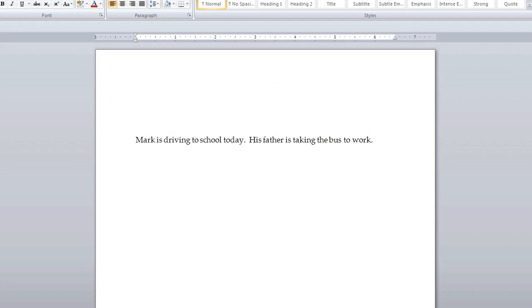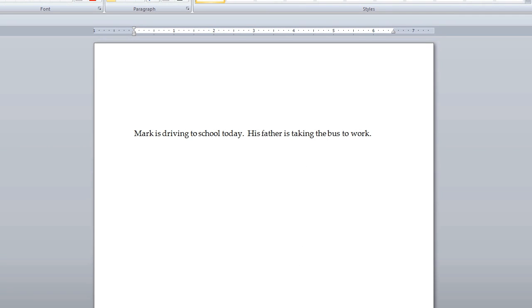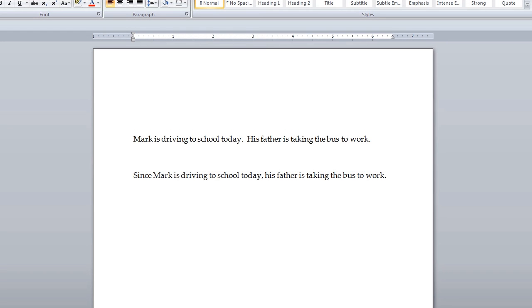Which dependent word did you use? There are several choices, but just like using joining words, there are some that just won't work. There's no way I can give you examples of every possible dependent word that could work, but I'll give you one. Since Mark is driving to school today, his father is taking the bus to work. And then if I want to put Mark in second position, it would look like this. Mark's father is taking the bus to work today since Mark is driving to school.